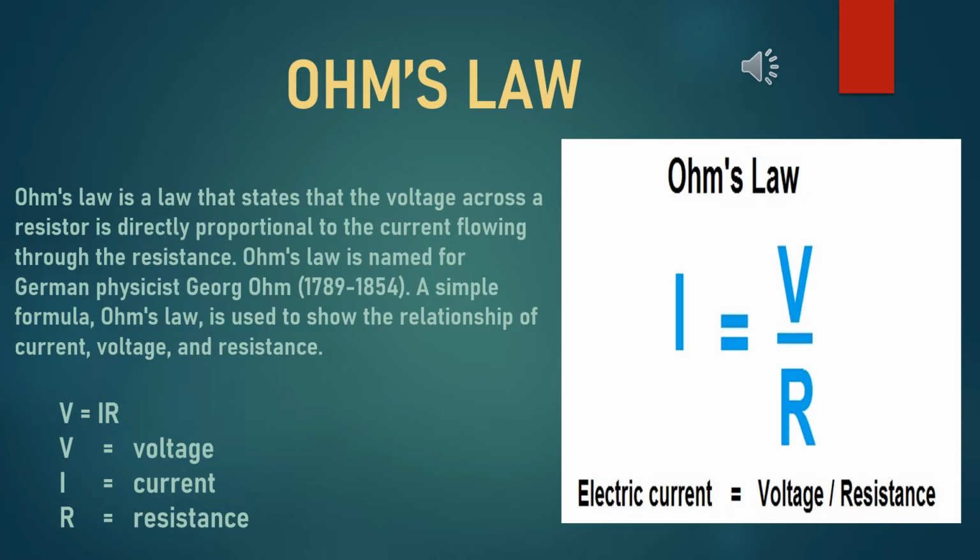We find that if V remains unchanged, then I can increase only if K decreases. So K is the opposition to the growth of current. In other words, K is the resistance of the conductor and is represented by R. So that we can say V is equal to I into R, where V is voltage, I is current and R is resistance. From this equation, we will get I is equal to V by R. That means electric current is equal to voltage by resistance.